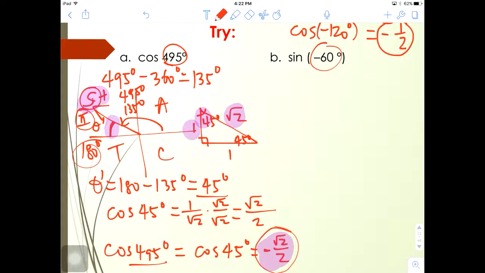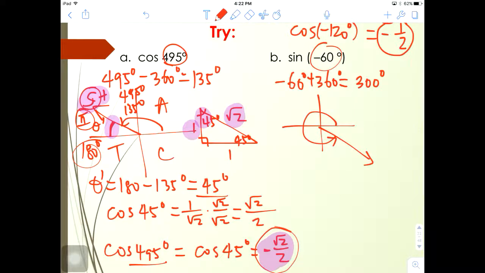The angle is negative to start with. So I'm going to unwind it again by adding 360, which gives me 300 degrees. And 300 degrees is actually in the fourth quadrant. It's right there, and it is closer to 360. So I'm going to find the reference angle by taking 360 minus 300, which gives me 60 degrees. And so I'm going to find the sine of 60 degrees to start with.